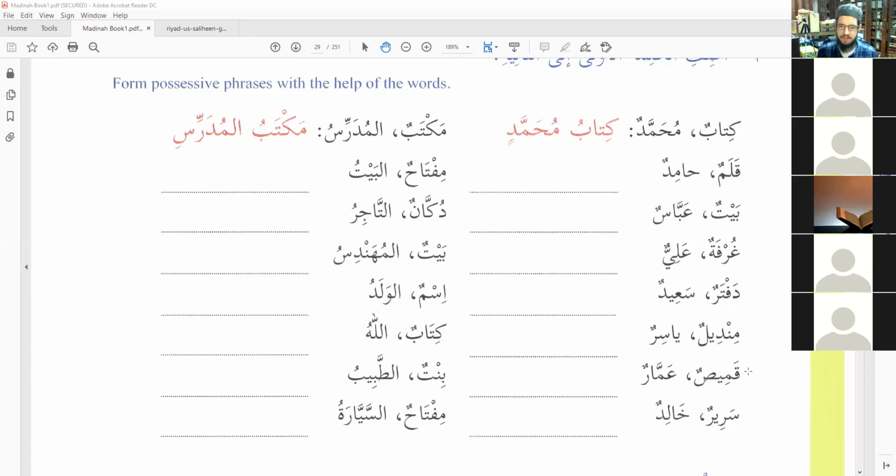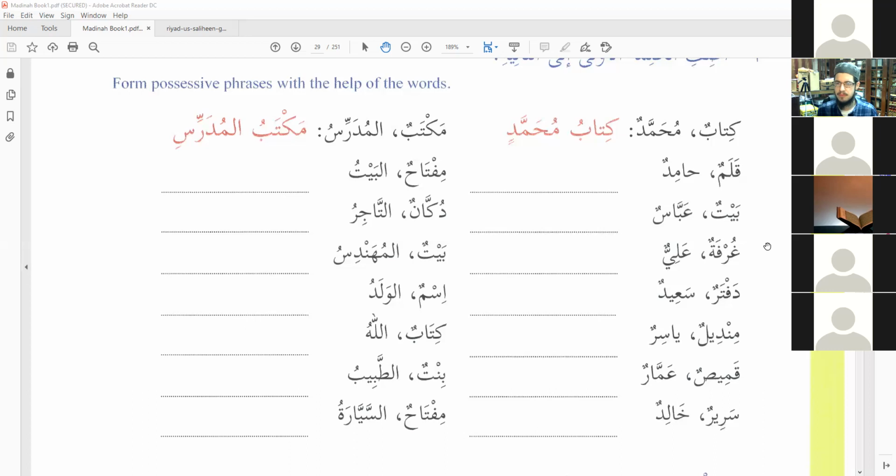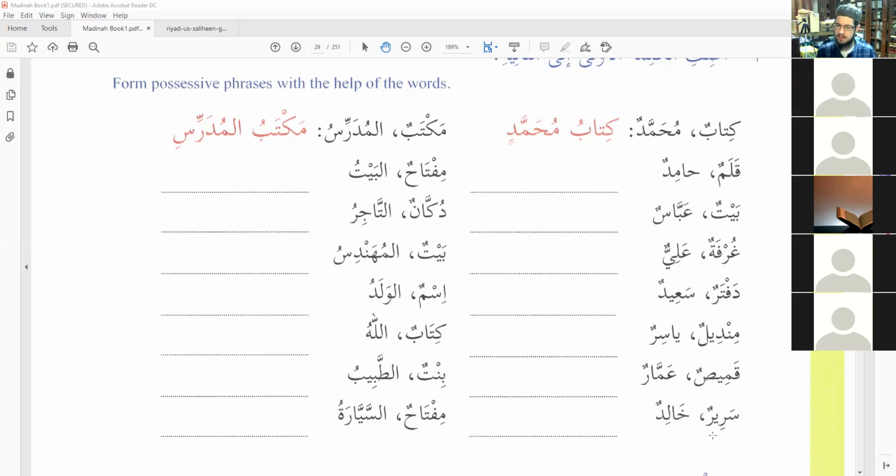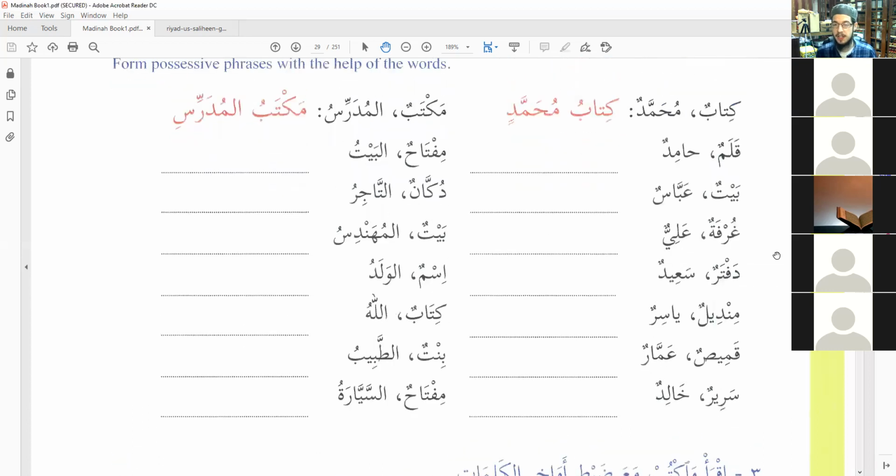Next one, Arum. Qamisun Ammarun. Qamisu Ammarin. Fantastic. What does that mean? Ammar's shirt. Fantastic. Great job. Tamim, next one. Sarirun Khalidun, which would be Sariru Khalidin. Yes. I think it's Khalid's bed. Yes. Excellent work. Khalid's bed. Fantastic. Okay, now that's all using proper nouns.